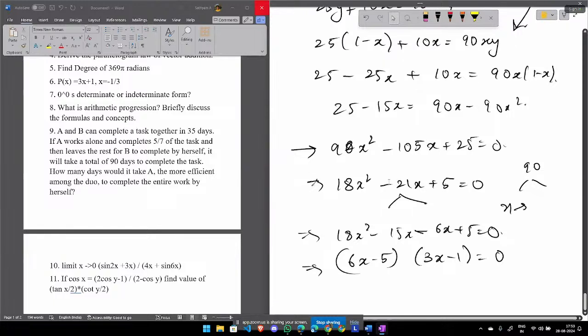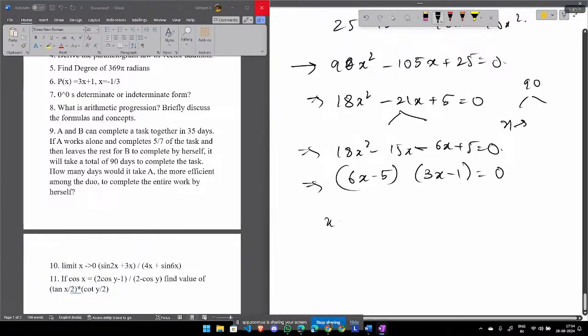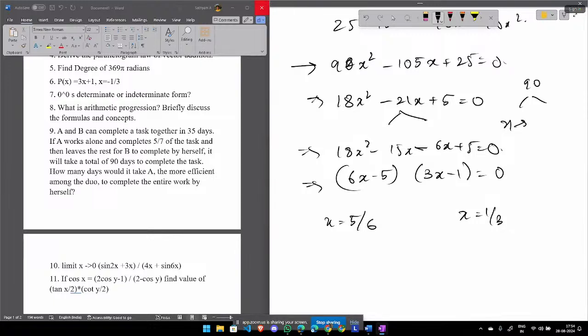Now, what are the two options that I have? x is either 5 by 6 or x is 1 upon 3. But now what have they told us? They have told us that x is more efficient. So is 5 by 6 more efficient? No. 1 by 3 is more efficient, right? Efficiency in this case is not the higher value. Efficiency in this case is the lower time period with which we are dealing. So 1 upon 3 is our lesser time period.